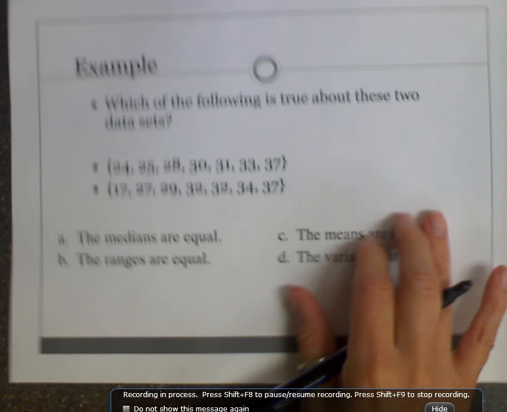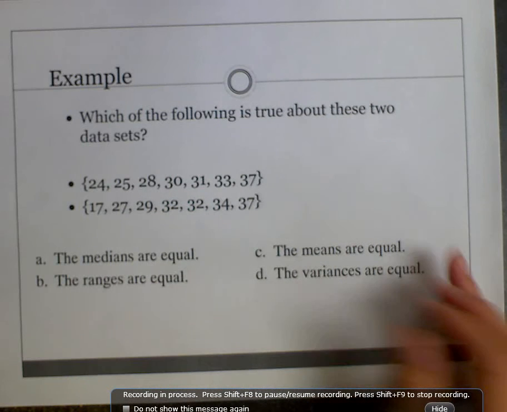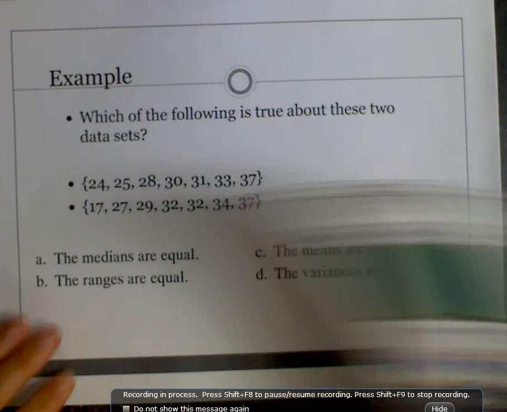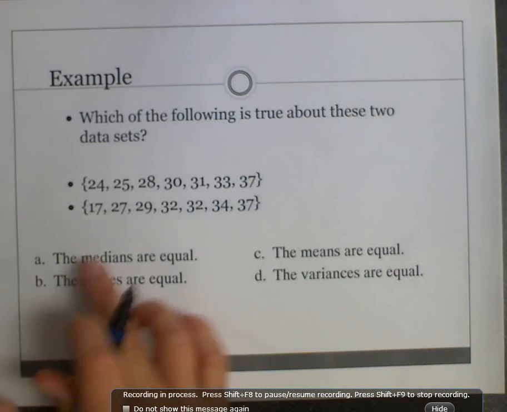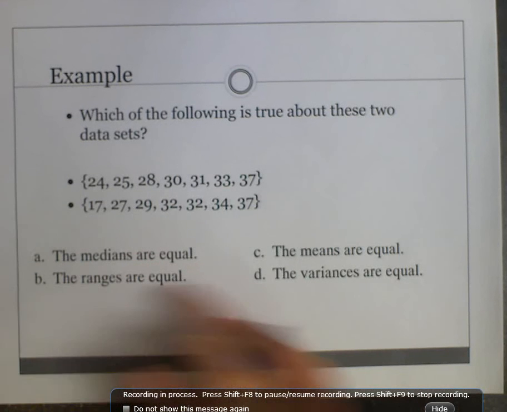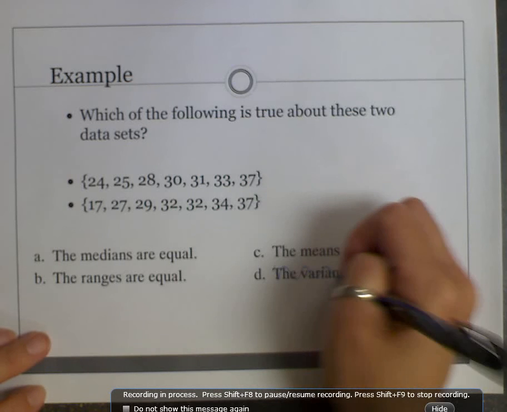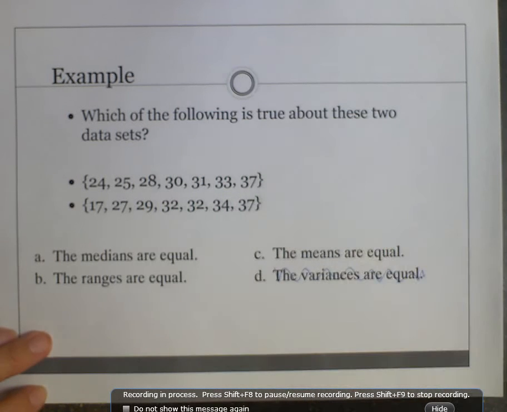Which of the following is true about these data sets? All right, so for these, I'm actually going to pull out a calculator, and I suggest you pull out a calculator or pull out a phone, something that you can do some math on. We've got to find the medians, the ranges, the means, and the variances. The word variances, that's a distractor. We're not going to choose that at all right now.